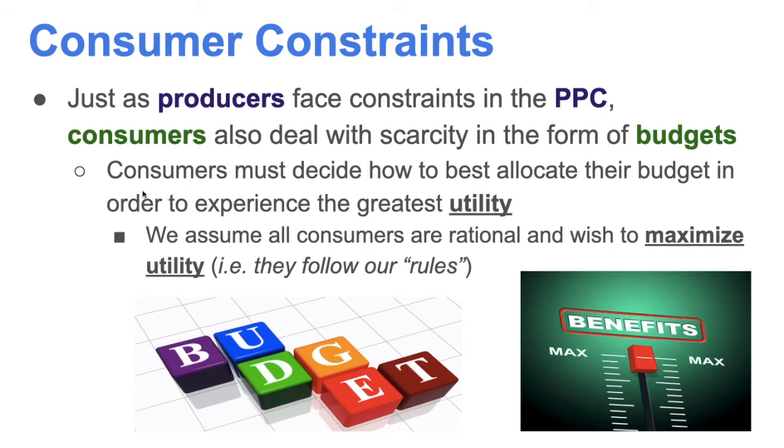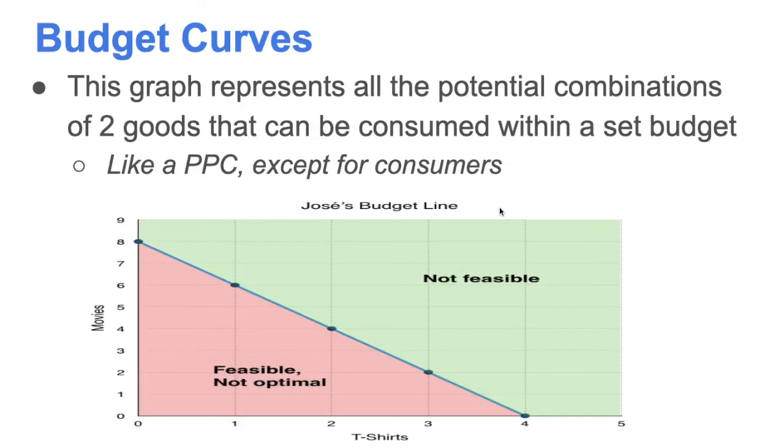But we need to see how consumers go about maximizing their benefit. Producers do it by maximizing profit. Duh, right? Consumers, though, wish to do this through utility. So let's take a look. First of all, with these budget curves, it's sort of like a production possibility curve, actually.